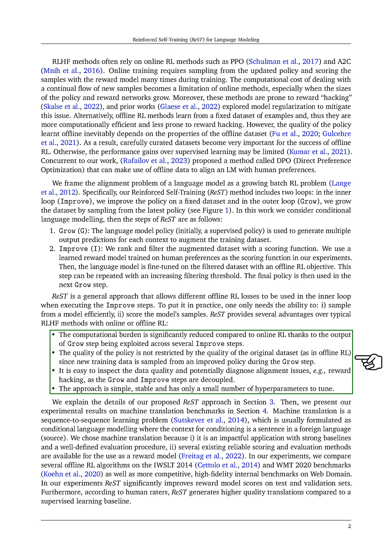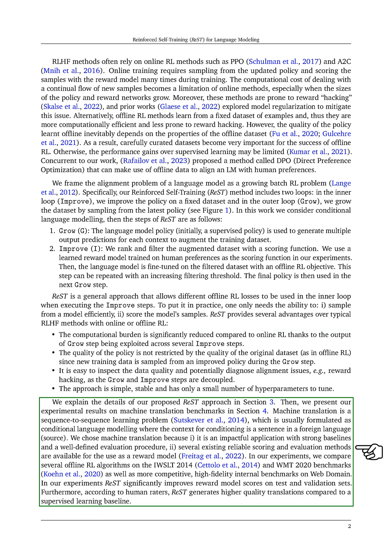Our method offers several advantages over typical RLHF methods. It significantly reduces the computational burden compared to online reinforcement learning. The quality of the policy is not restricted by the quality of the original dataset, and it's easy to inspect the data quality and potentially diagnose alignment issues. We've tested our approach on machine translation benchmarks, a sequence-to-sequence learning problem where the context for conditioning is a sentence in a foreign language. Our experiments show that our method significantly improves reward model scores on test and validation sets and generates higher quality translations according to human raters.